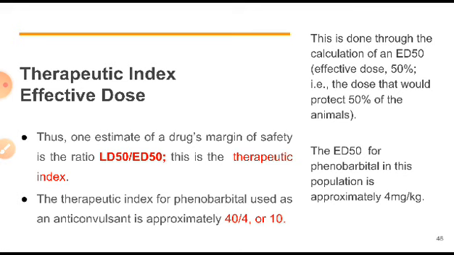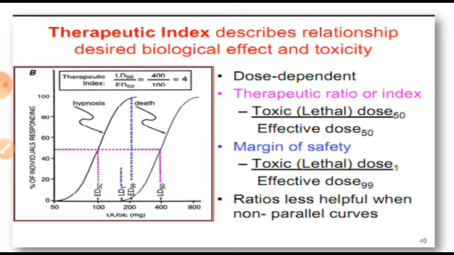So therapeutic index is a very important parameter to define the drug's efficacy and the safety as well. Here, therapeutic index describes the relationship between the desired biological effect and toxicity. You can see the therapeutic ratio. If you want to calculate the therapeutic ratio or therapeutic index, then toxic dose 50 divided by effective dose 50, you will get the therapeutic ratio.